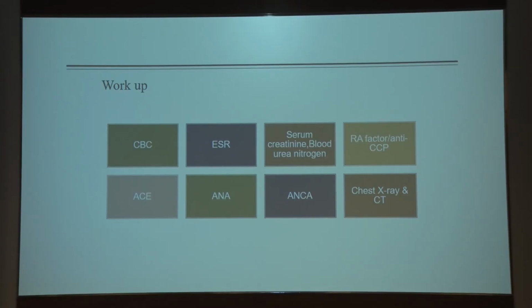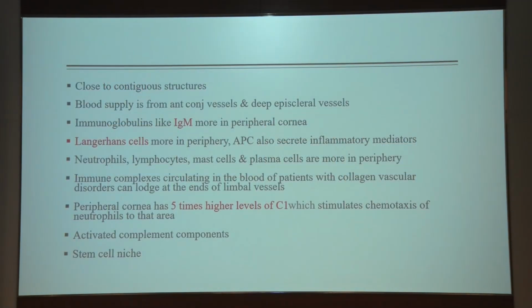Systemic collagen vascular disorders have to be ruled out, and 34% of the cases can be rheumatoid arthritis. And what is more specific for rheumatoid arthritis is not just RA factor. We have anti-CCP, so that should be done for these cases. And this is, again, a very common question which is asked by examiners.